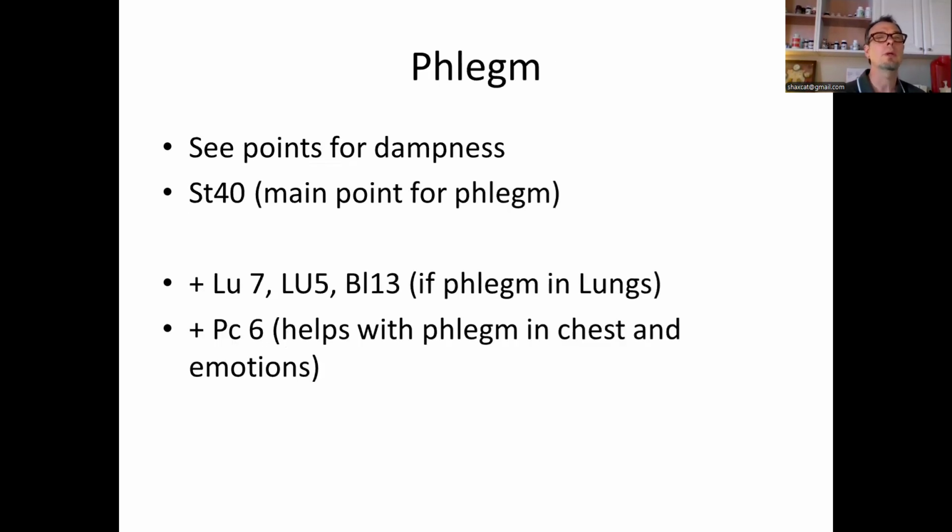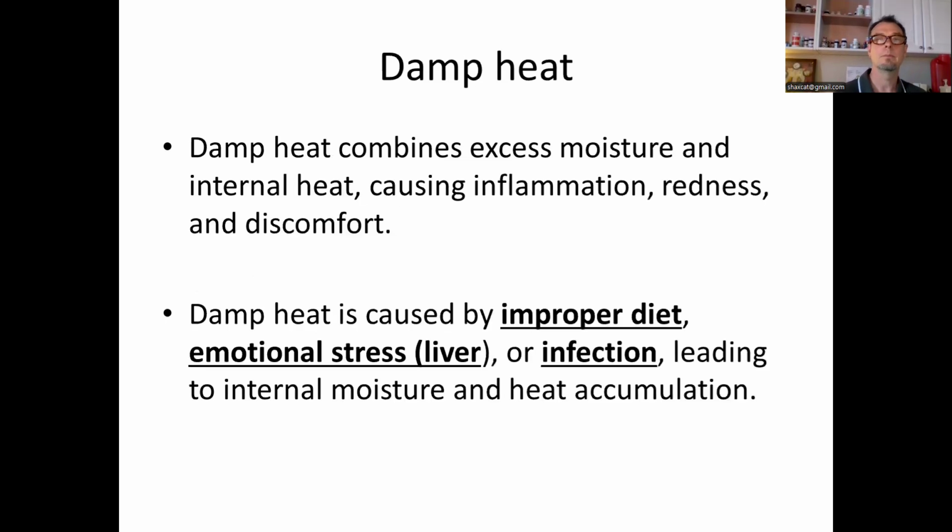So what are we going to do about this phlegm? Look at the points that we just looked at for dampness, because those are some of the same points you're going to use, because phlegm is the child of dampness. It's what dampness turns into. Stomach 40 is a really great point. That's the quintessential phlegm point on the stomach channel. Sometimes you can look at lung 7, lung 5, bladder 13 if there's phlegm in the lungs. PC6, once again, we talked about that for fullness in the chest, phlegm in the chest. So those are some points for that.